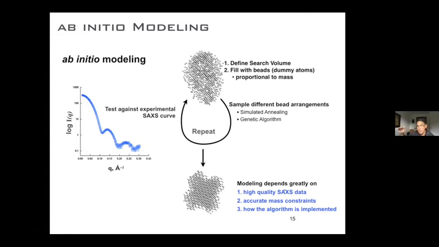So modeling depends greatly on the quality of the SAXS data. Like we're saying, when you do ab initio modeling, it's going to largely be driven by the low Q information. So you want to make sure that you have minimal errors in that, accurate mass constraints, and also how the algorithm is going to be implemented.